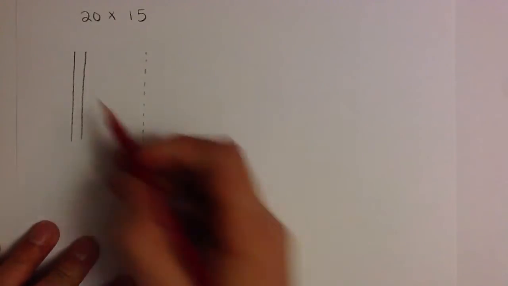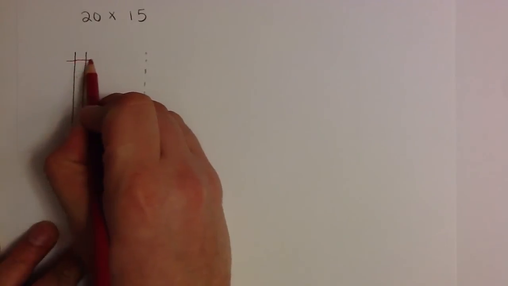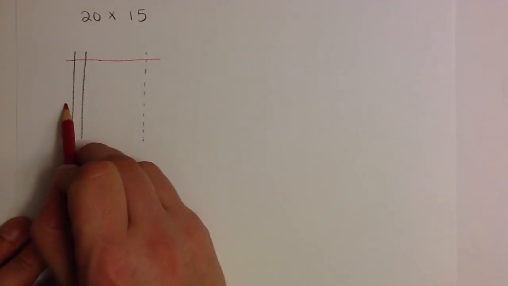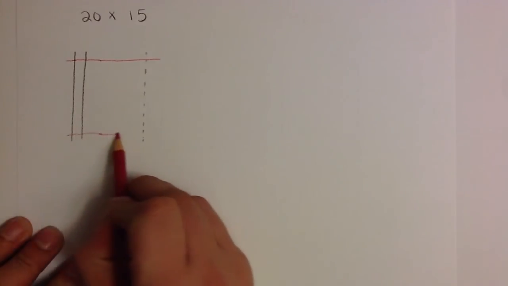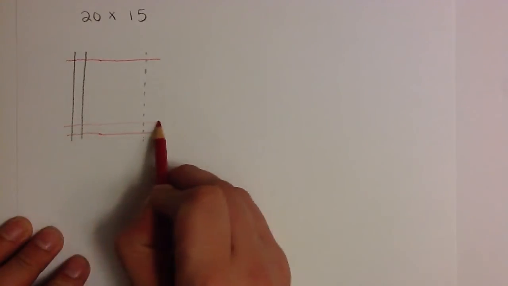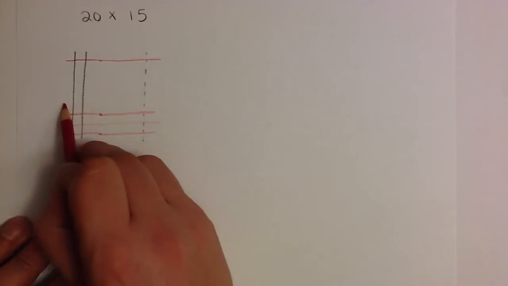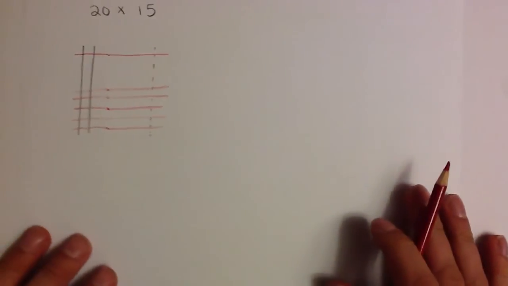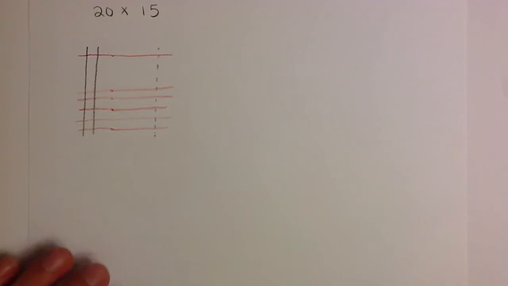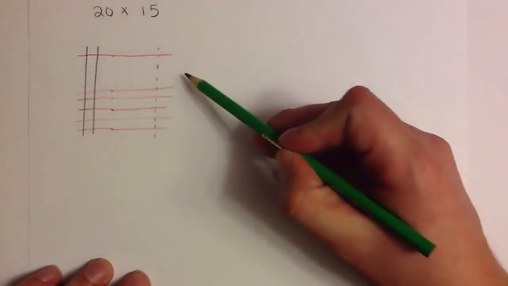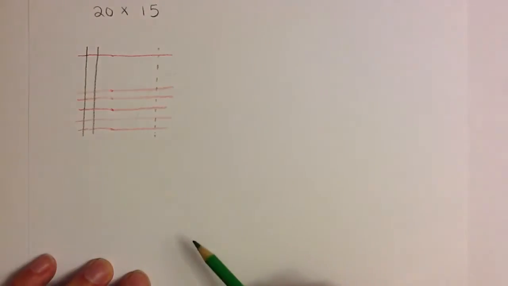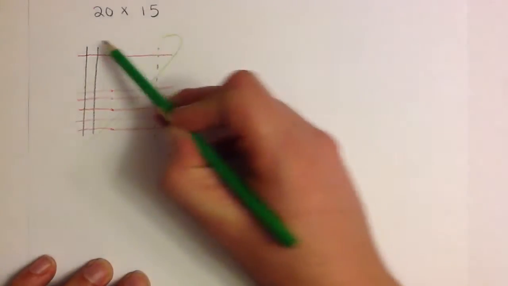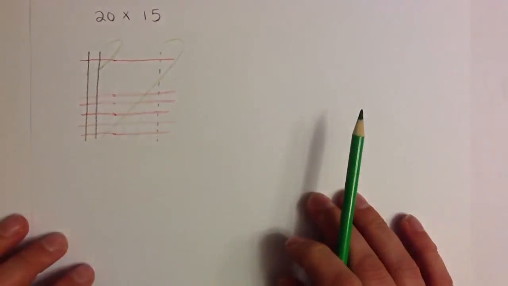Now to do the 15, I put one line across here for the 1. And now I have to put 5 lines to represent the 5. So let's see, 1, 2, 3, 4, 5. Now we still have to do that same bottom right corner first, and then we have to add this diagonal and then that diagonal.